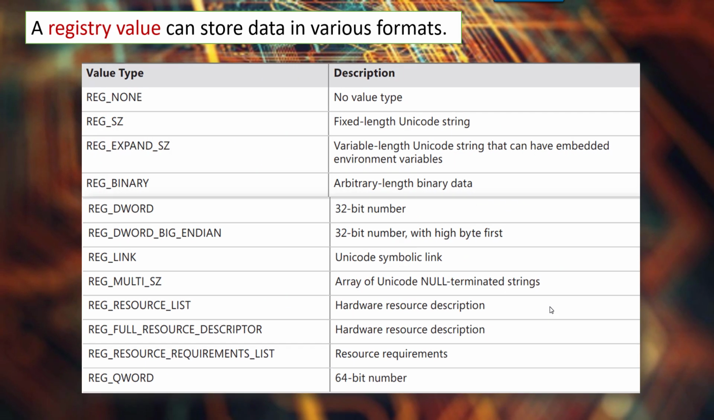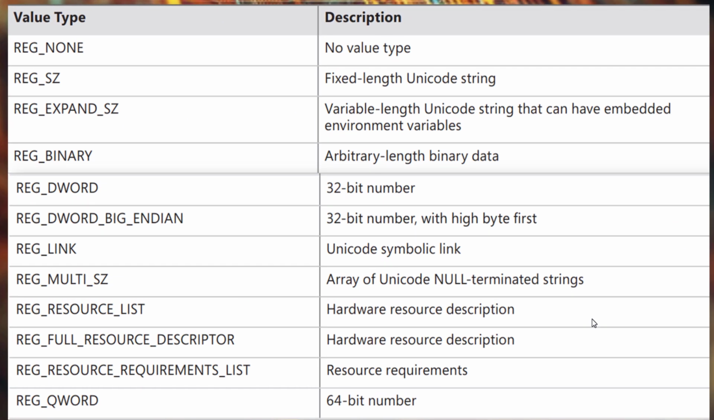So what kind of data can we store in the registry? What can we put in those files? We can put various types of specific data. This is a chart that shows you the different kinds of data that you can put in a value name. You can do fixed length Unicode strings. Here we've got REG_BINARY, arbitrary length binary data, REG_DWORD, 32-bit number. And you can go on and on. You can look at this list. This is the type of data that you can put in the registry.